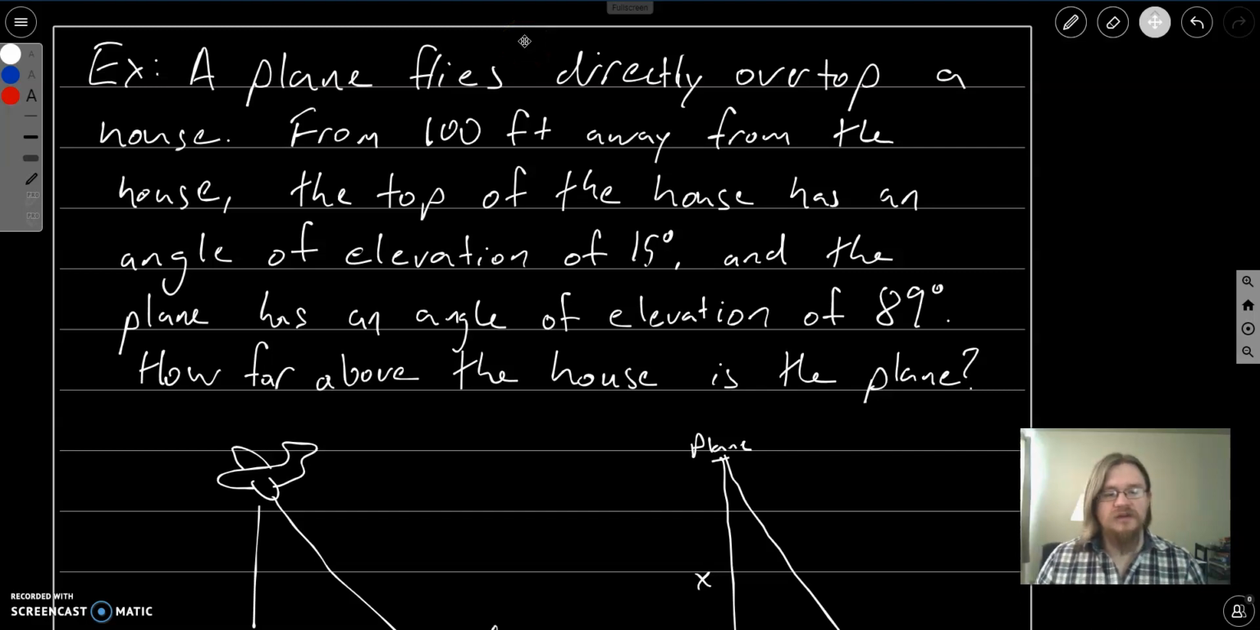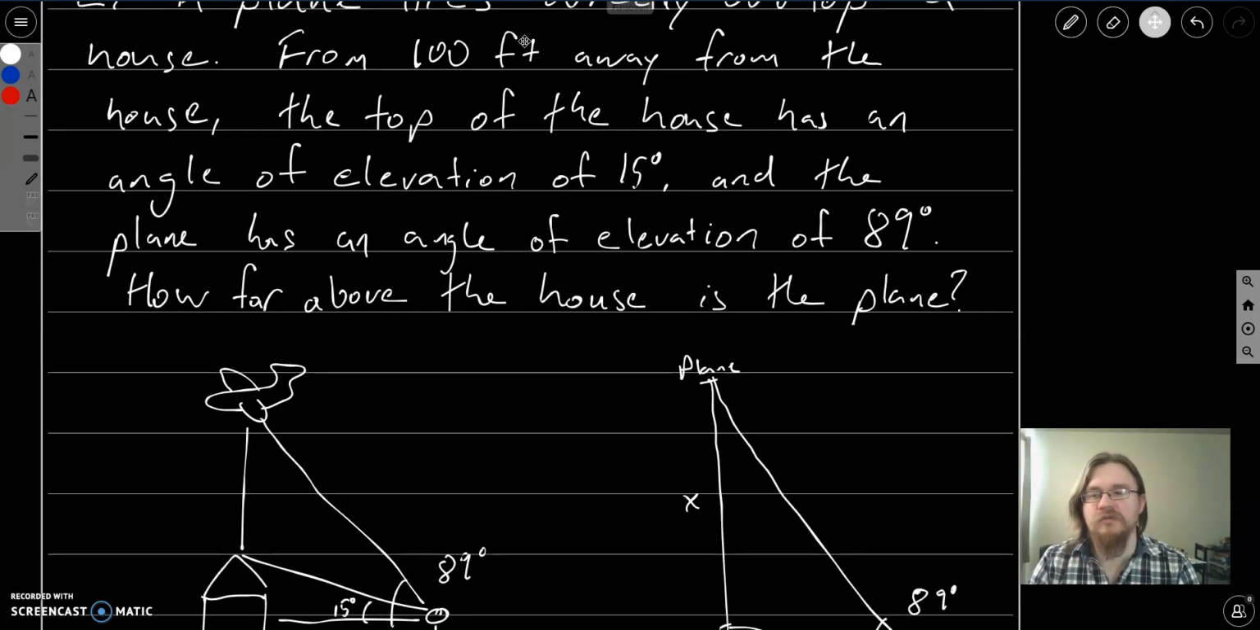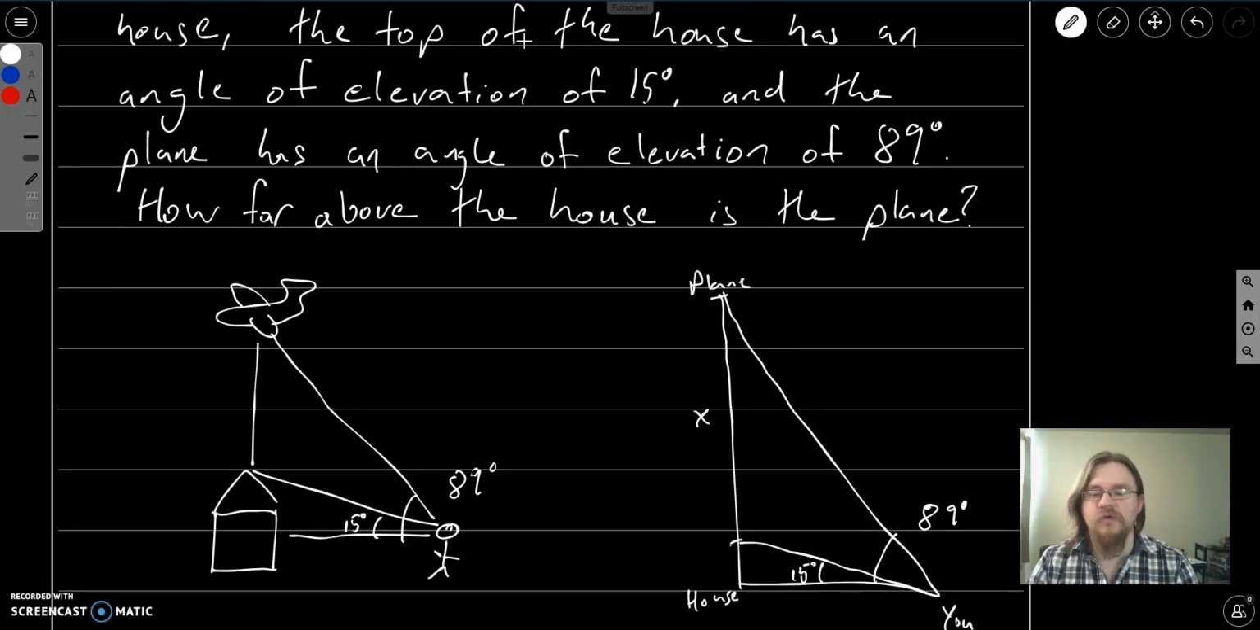Hello and welcome back. Let's continue to look at this example that we saw last time, where we have a plane flying directly over top of the house. If we move 100 feet away from the house, the top of the house and our eyes form a 15-degree angle up from the horizon. So this is called the angle of elevation.